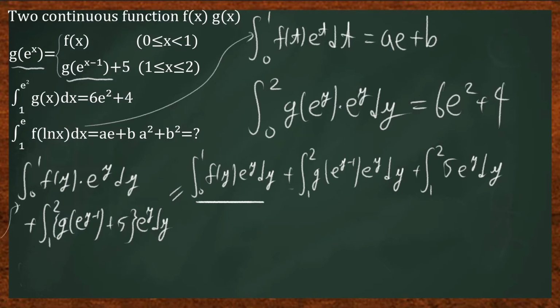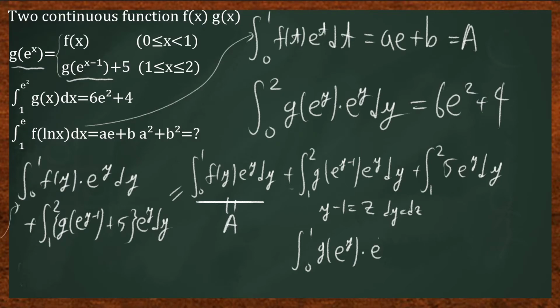As you can see, we have found the integral 0 to 1 of f(y) e^y dy. We didn't find the exact function of f, x, y, or something else, but we know this integral is something. So let's put that as a large A. For the second integral, we have y minus 1 in it, so let's substitute that into z. Then dy will be dz, and the range will be from 0 to 1, g(e^z) times e^(z+1) dz.